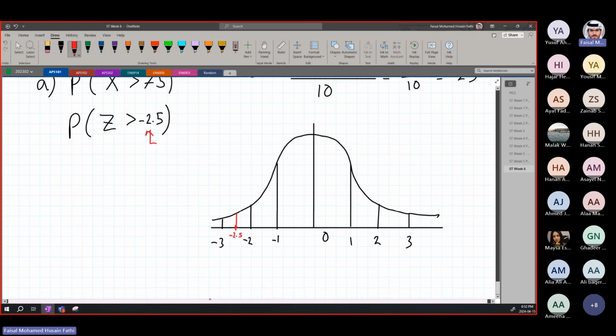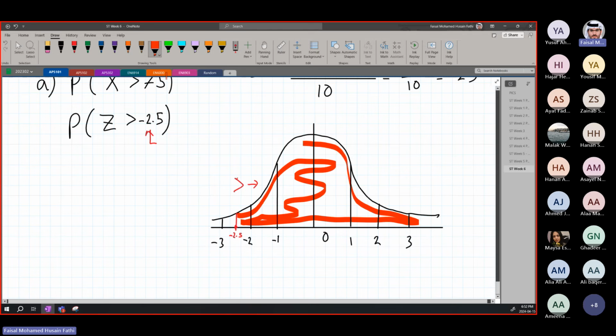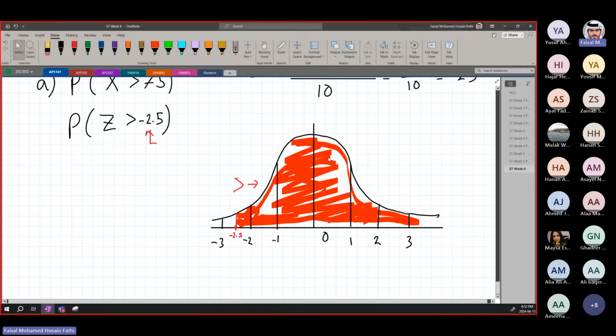And we are looking at the probability when this value of z is greater than this. When we're looking at greater, we're going into that direction. So we're going to the numbers that are bigger than negative 2.5. So negative 2, negative 1, 0, 1, 2, 3, these are all greater than. So the shaded area is going to be this area. Okay, this entire area is our shaded area. Everything that is to the right of negative 2.5.